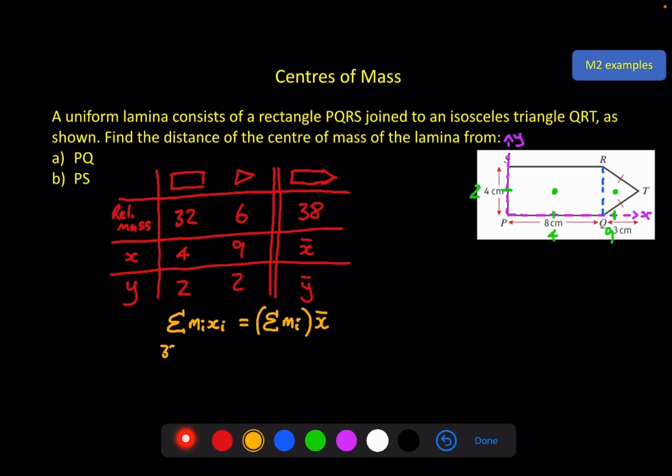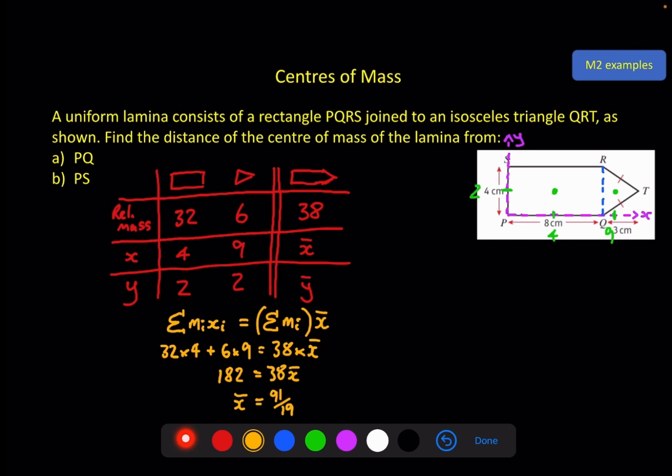So we've got 32 times 4 plus 6 times 9 must equal 38 times x bar. And if you don't want to write the formula out each time, I would write out the individual numbers like this, so it's clear for the examiner what it is you've done with the numbers in the table to get this. And if I put that on my calculator, I get a rather awkward number, 182 equals 38 x bar. So we get x bar is equal to 182 over 38, which simplifies to 91 over 19.